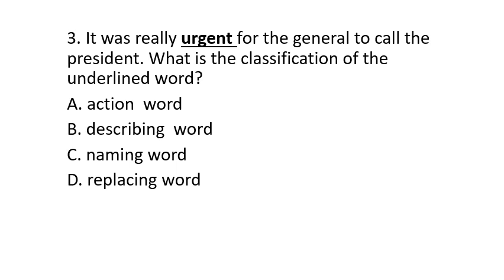So why are the other options not the correct answer? Action words, letter A, are verbs. So they describe actions or states of being. Call is the verb in this sentence, not urgent. Naming words, letter C, are nouns. So they name people, places, things, or ideas. So general and president are nouns in this sentence. Replacing words are pronouns. So they stand in for nouns to avoid repetition. So there are no pronouns in the sentence.